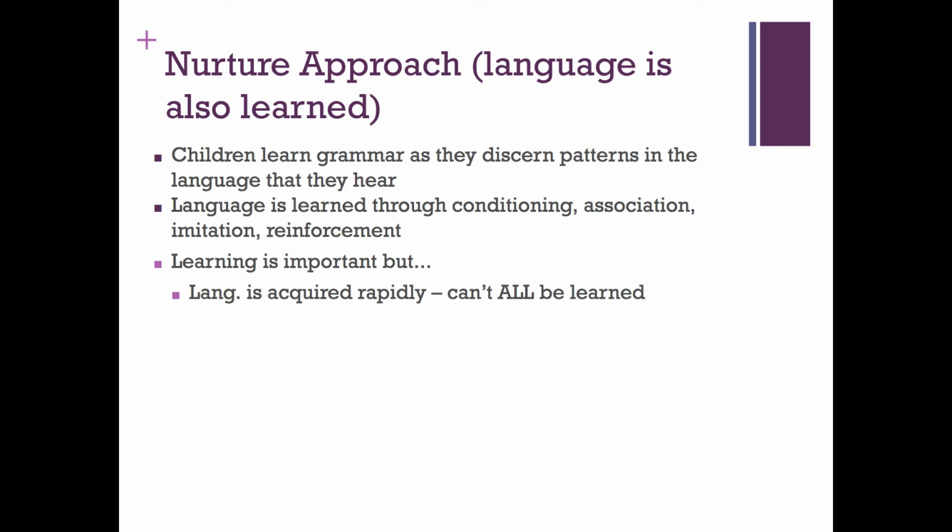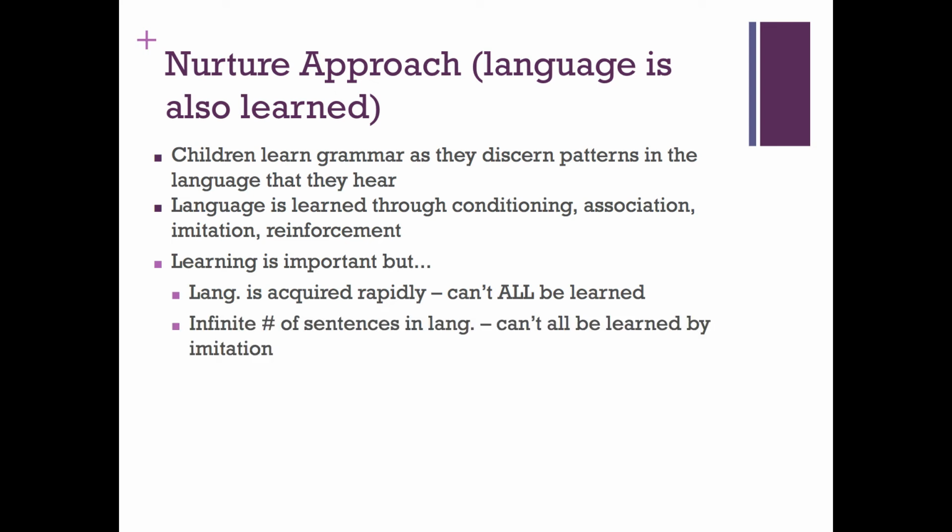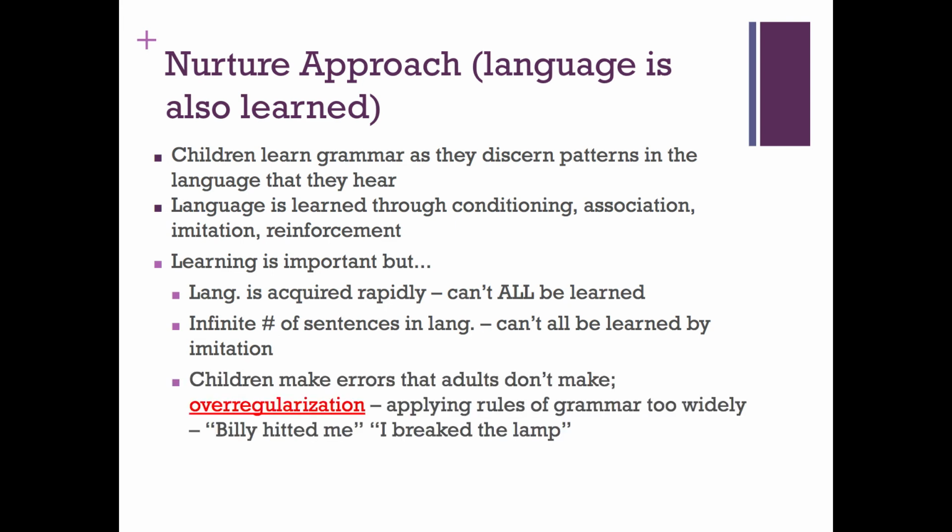So learning is absolutely critical here. Again, the universality of language is in that all languages have nouns, verbs, modifiers, but language is acquired in a way that's so rapid that it can't all possibly be learned. There's an infinite number of sentences in any language that can't all be learned by imitation or through reinforcement.